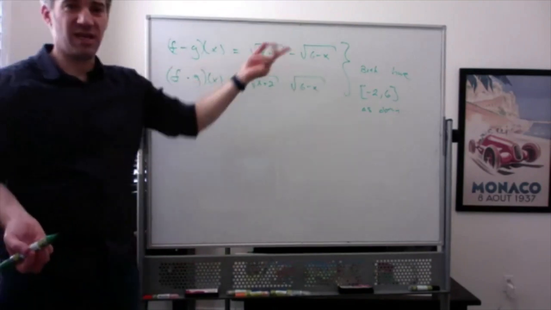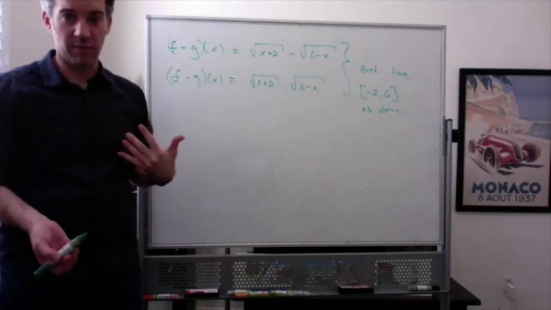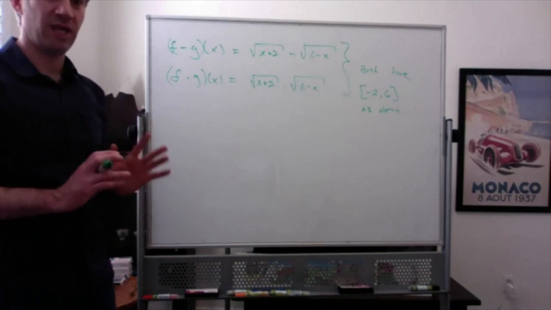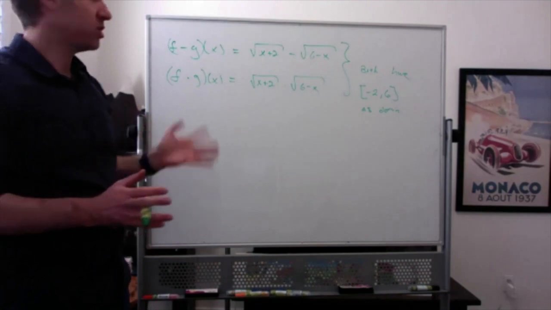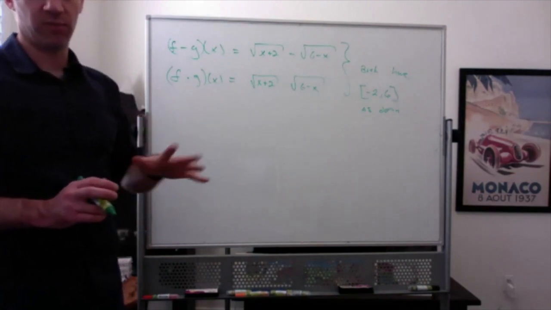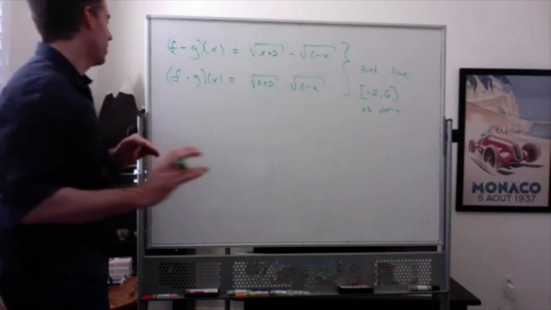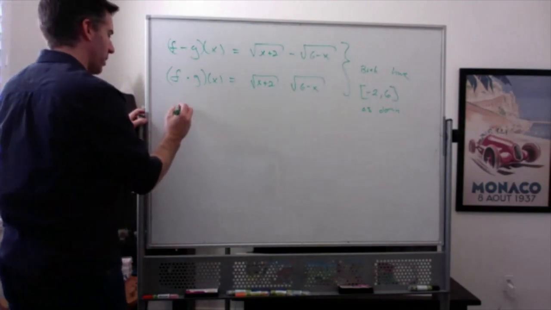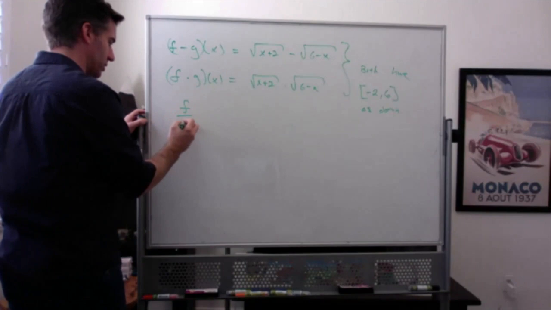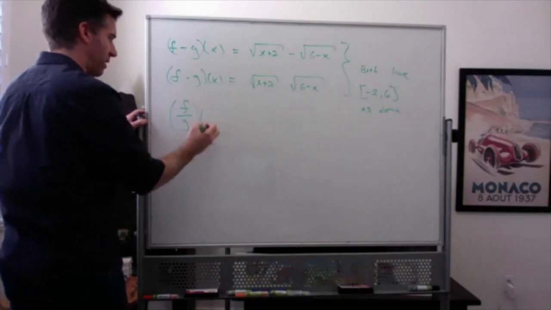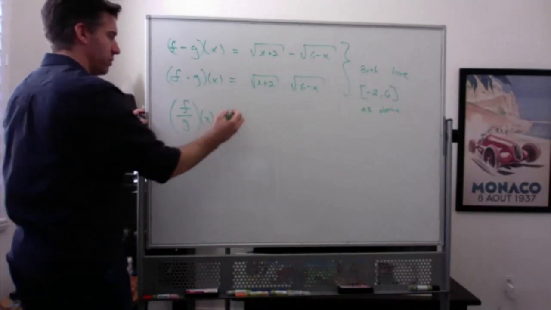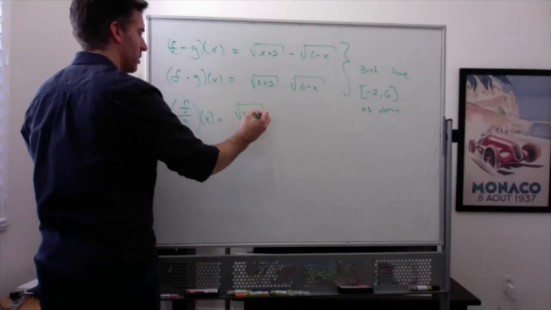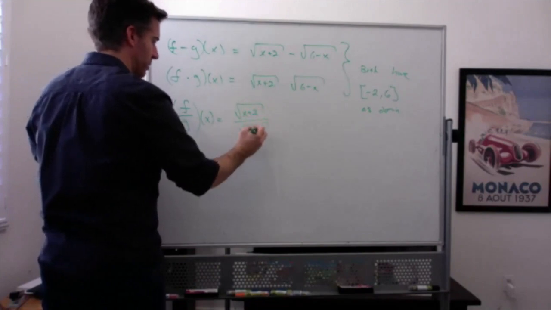Because they still both have the same functions that have the same restrictions showing up. Even if some sort of simplification happens later, you still have these domain restrictions. And I'll address that in a minute. But what I will say is that if you divide the functions, so f divided by g, which would be the square root of x plus 2 divided by the square root of x minus 6.